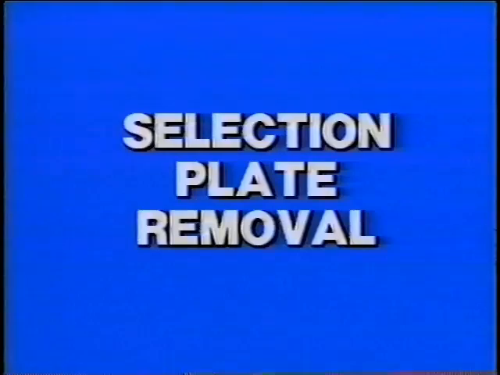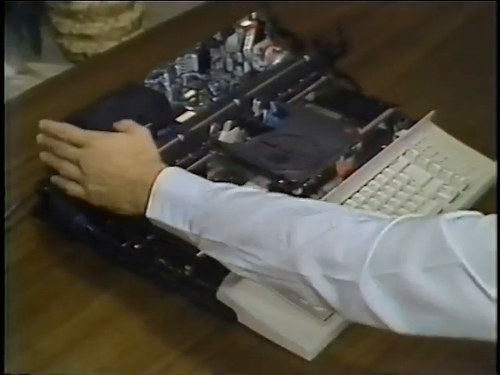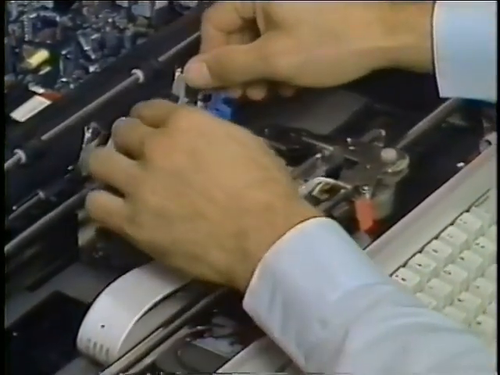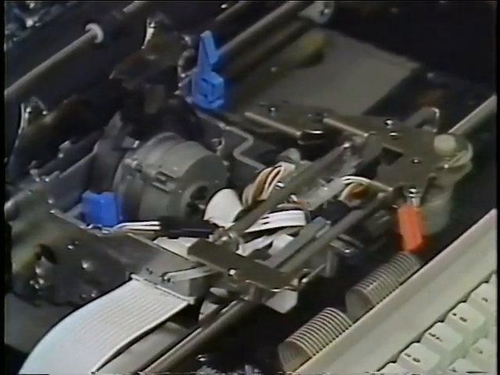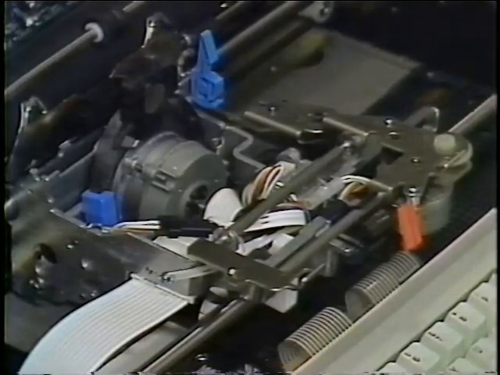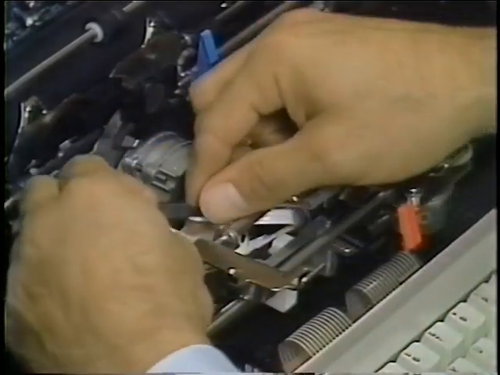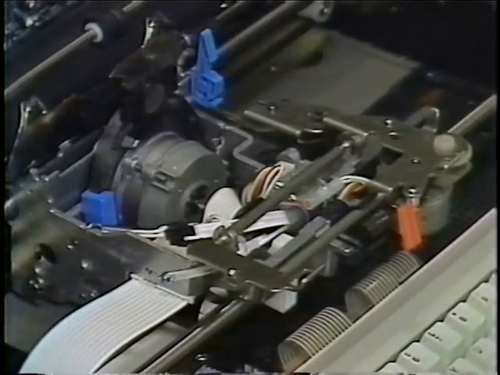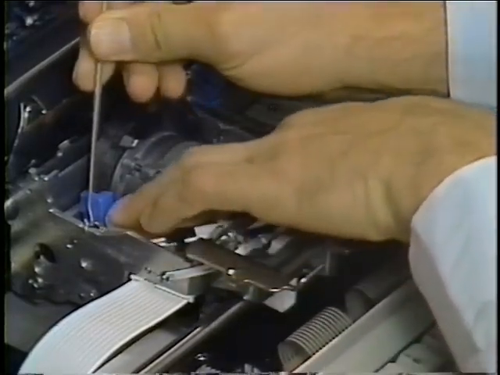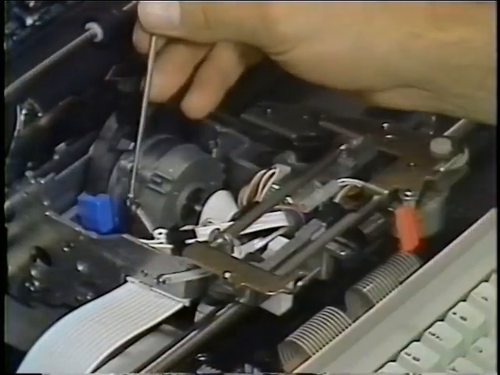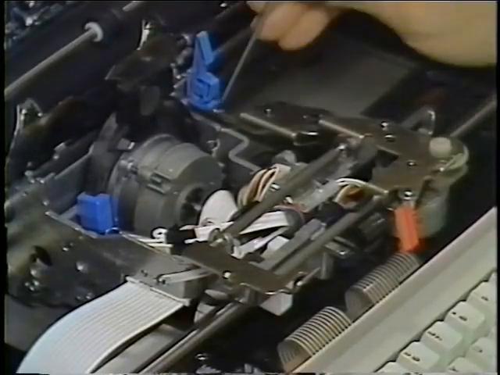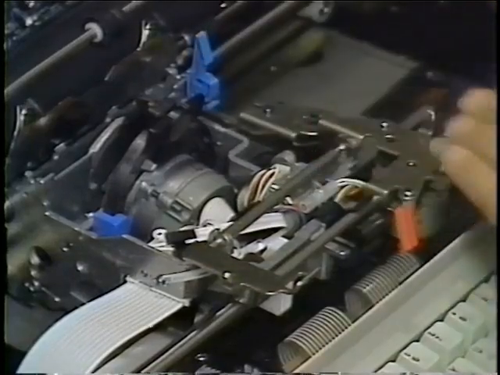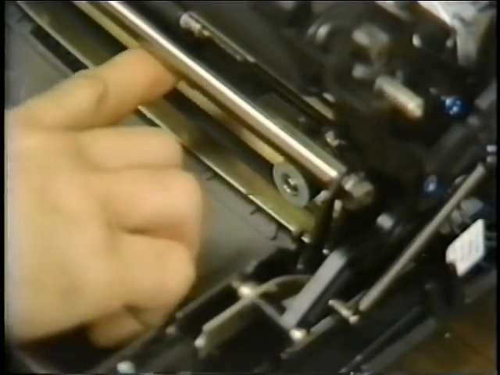To remove the selection plate, start by turning the machine off and removing the ribbon cartridge and print wheel. Next, unplug the print hammer solenoid connector from the carrier cable. Unhook the selection plate load spring from the left side of the carrier. Next, unhook the selection plate spring from the right side of the carrier. Remove the carrier.